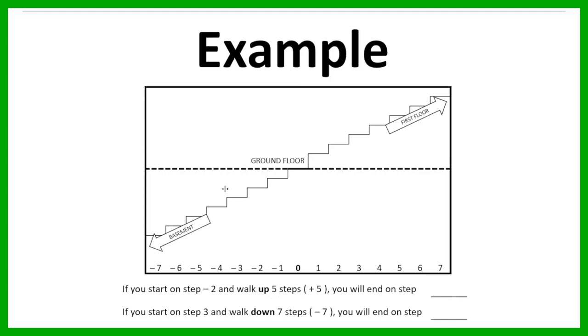So over here, we're starting on step -2, which is this one. It's two steps below the ground floor or below zero. And we walk up five steps, so that's +5. Up means we're going plus. Okay, so we're going to go 1, 2, 3, 4, 5.